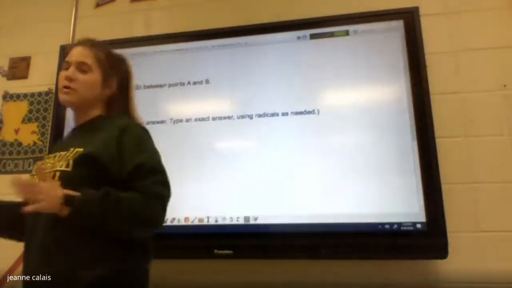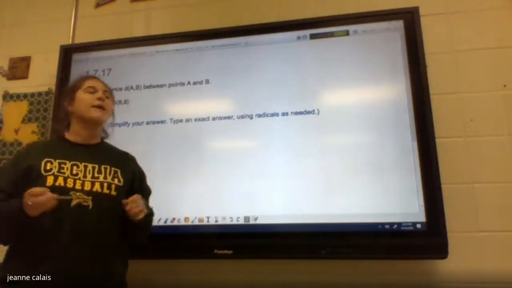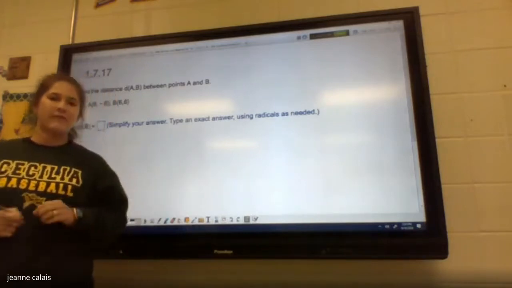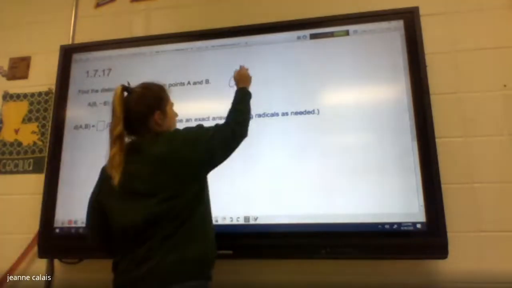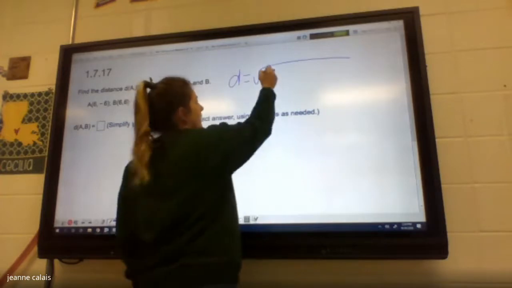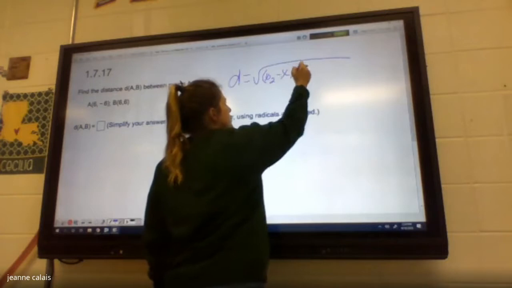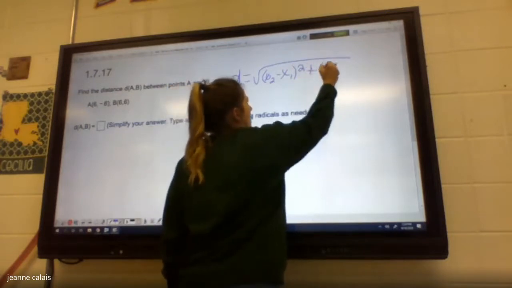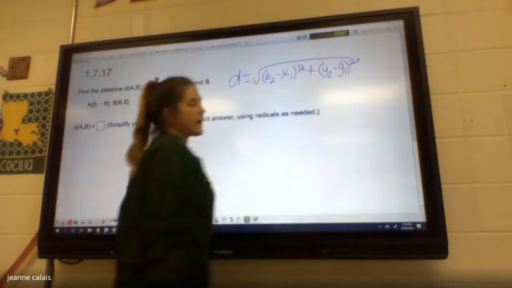Right, so as I mentioned before, there's no reason you should not memorize the distance formula, because you're going to write it down every single time you have to work a distance problem. So as a reminder, distance equals the square root of x2 minus x1 squared plus y2 minus y1 squared.